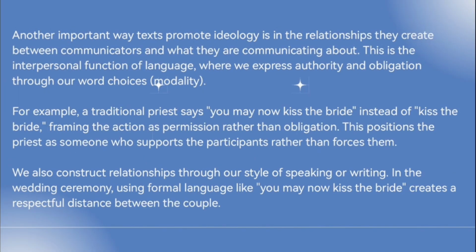Language is important for defining our relationships with others, especially through the interpersonal function. The words we choose can indicate different levels of authority or support.